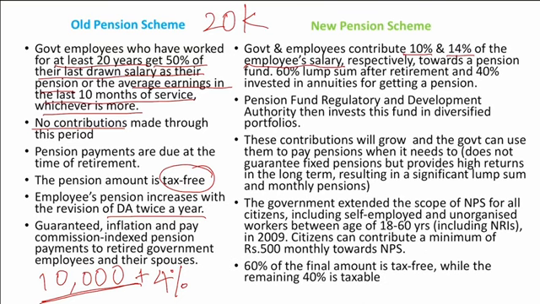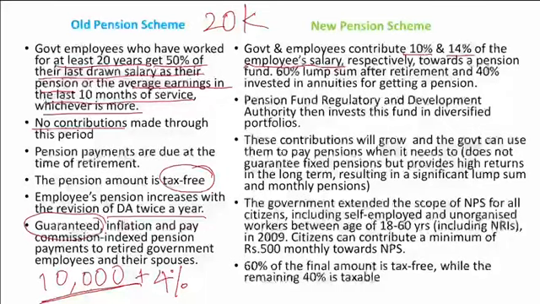And according to the old pension scheme, there is guaranteed inflation and pay commission indexed pension payments to retired government employees and their spouses. What does it mean? It means that whatever happens, however the inflation has moved, whatever the state of the economy is, this person is guaranteed to get this 10,000 rupees plus 4% or whatever the dearness allowance increases as his pension. It is guaranteed.